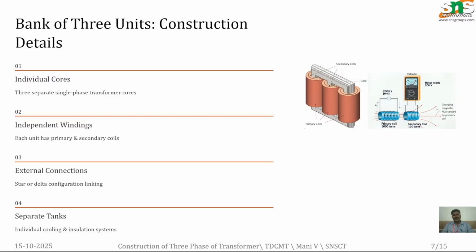So here we have the three limbs. Limb 1, limb 2, limb 3: in all three limbs we are connecting both the primary winding as well as the secondary winding, which is similar to the shell type transformer. All three limbs have three windings, so totally it consists of 6 windings. So 3 primary and 3 secondary windings will be there.